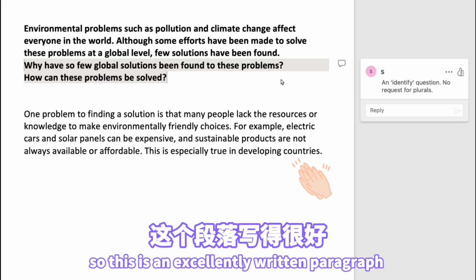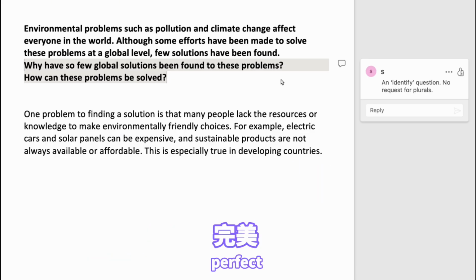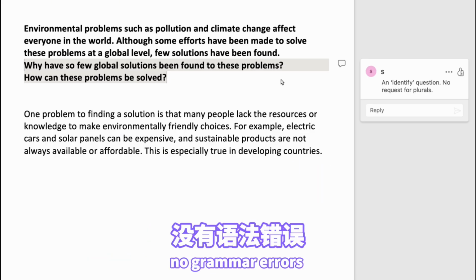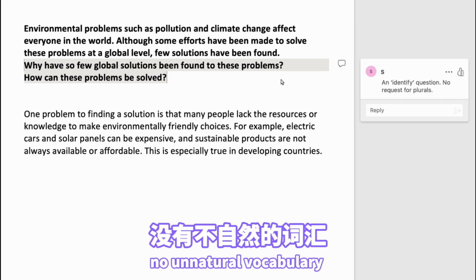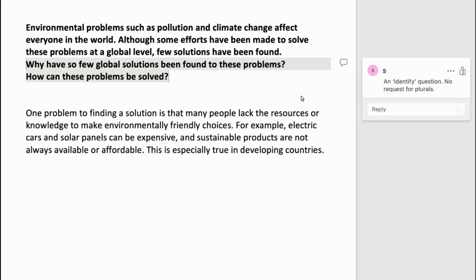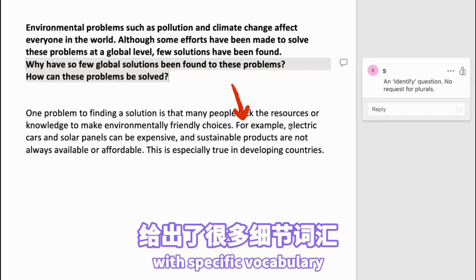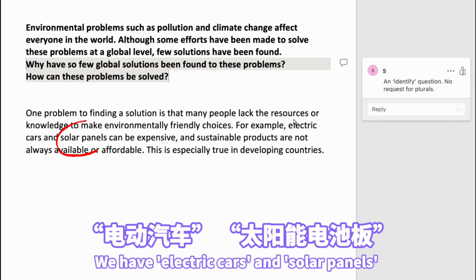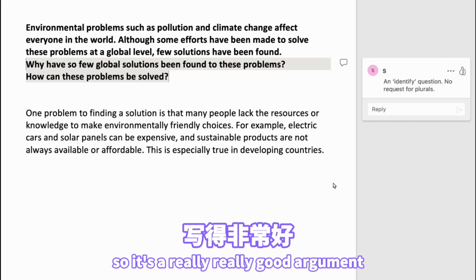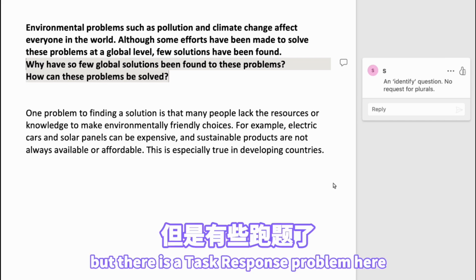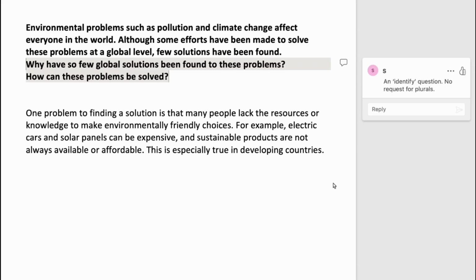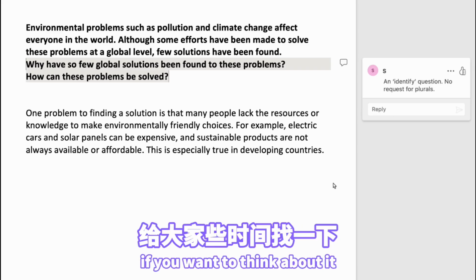So this is an excellently written paragraph. Perfect. No grammar errors, no vocabulary errors, no unnatural vocabulary, lots of great linking. There's also an example with specific vocabulary. We have electric cars and solar panels. So it's a really, really good argument. But there is a task response problem here. Can you see it? Pause the recording if you want to think about it.